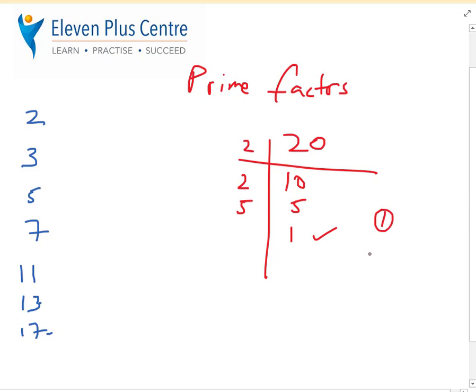That's the first way of checking it. There are 2 ways of checking. The first way is that we end with 1 at the end. And the second way is we multiply all of these together and they should give us 20. So 2 times 2 is 4 and 4 times 5 is 20. So we know that this is definitely correct. These are the prime factors of 20. We have expressed 20 as a product of its prime factors.